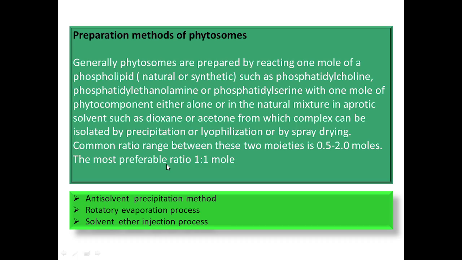Phospholipid solubilized in ether is slowly injected dropwise in a solution of phytoconstituent which is to be encapsulated. It leads to formation of cellular vesicles on subsequent solvent abstraction, resulting in involute formation. So this is about the ether injection process.